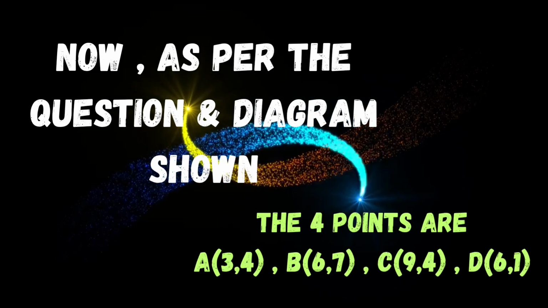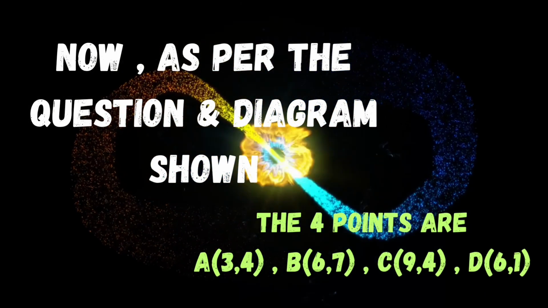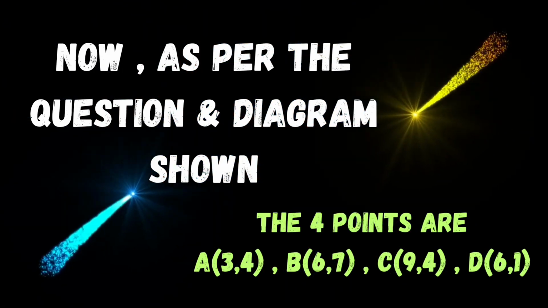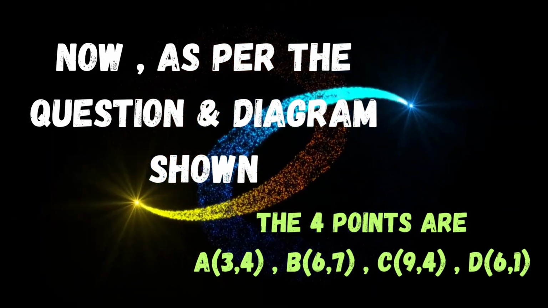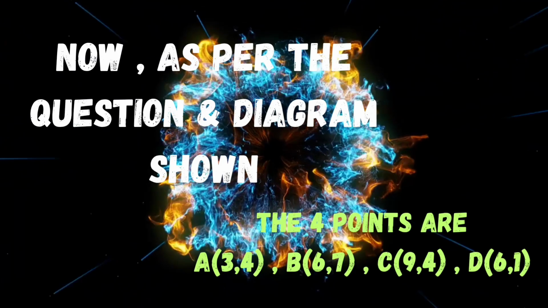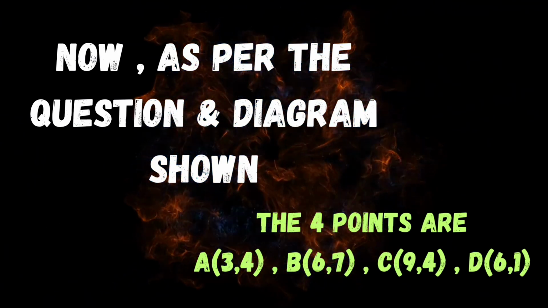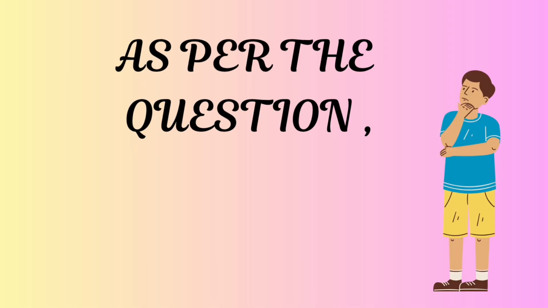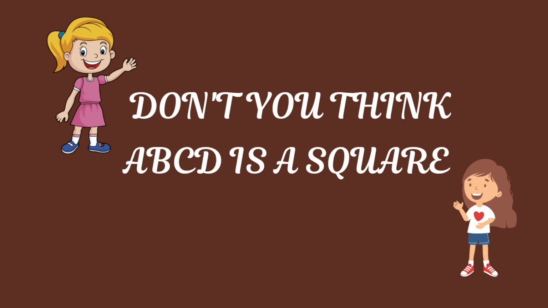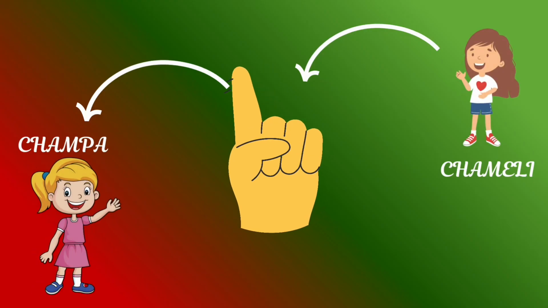Now, as per the question and the diagram given, the four points are A (3, 4), B (6, 7), C (9, 4), D (6, 1). As per the question, Champa asks Chameli, don't you think ABCD is a square? Chameli disagrees. Now we will see, as per Champa's view, whether ABCD is a square.